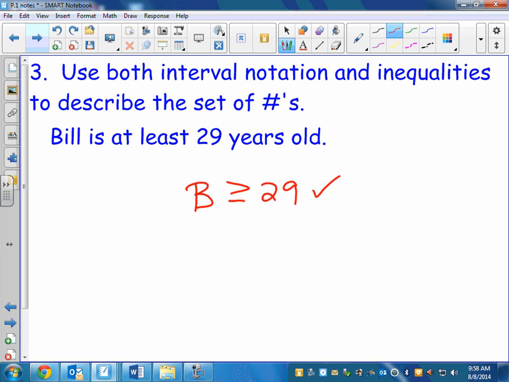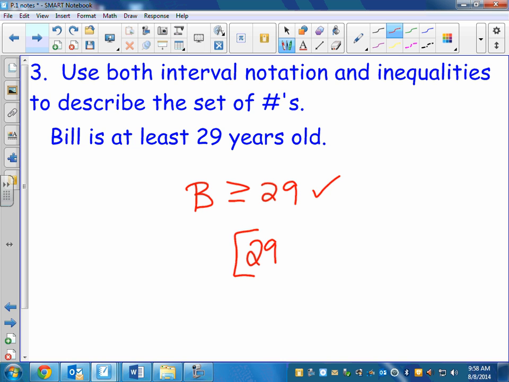So, is 29 going to have a bracket or a parenthesis around it? Definitely bracket. Is 29 going to be the first number or the second number in my interval? First, because he is 29 or older.